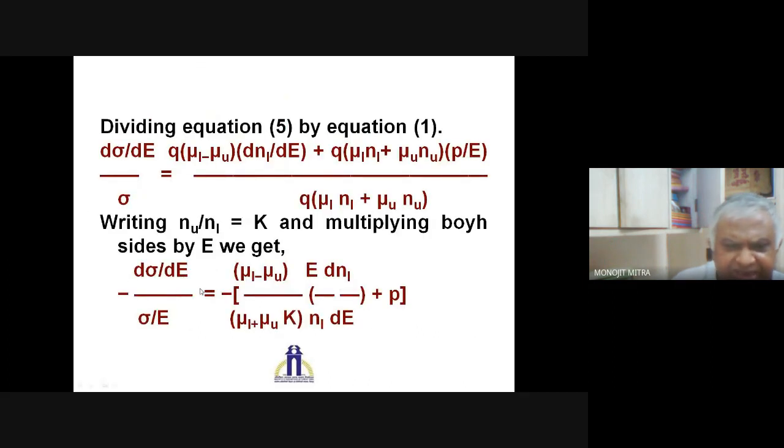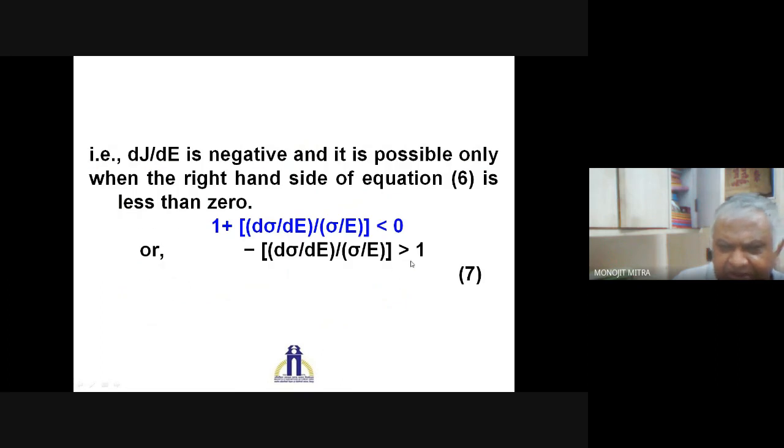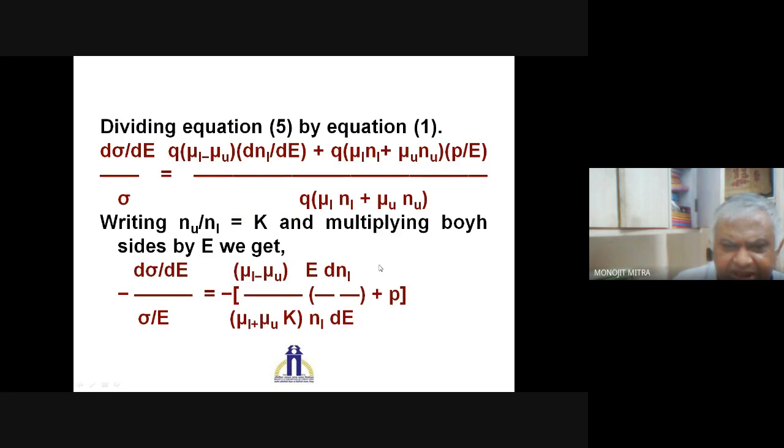From equation 7, what we can write, because I told you that this thing we have already considered in your previous equation 7, this thing minus this thing should be greater than 1. That means as minus is already there, I have multiplied both sides with minus, so that I can utilize that condition: minus d sigma by dE, sigma by E greater than 1. What I did, I am repeating once again.